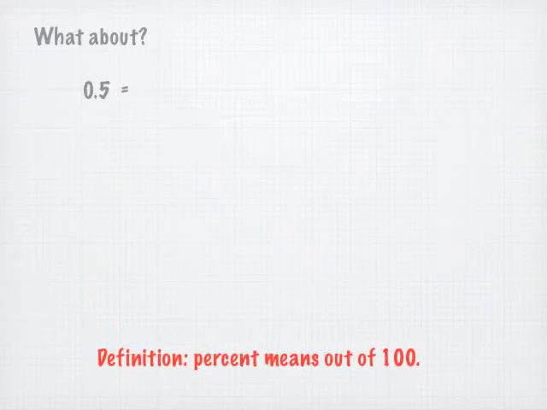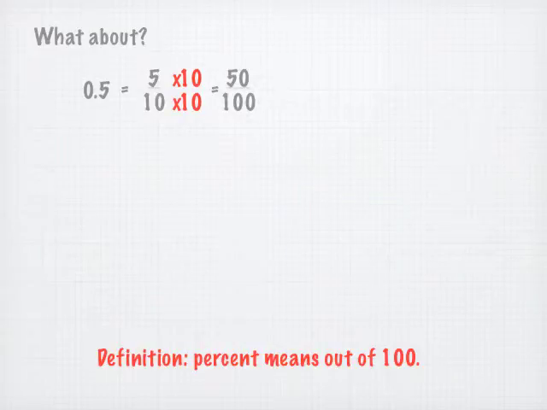What about 0.5? How can we turn that into a percent? Well, 0.5 is the same as 5/10. Multiply that by 10, and we have 50/100. So we have 50 out of 100, and that's 50%. See if you can try these.